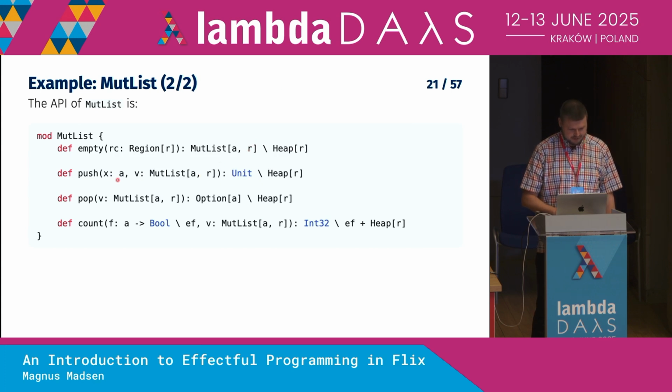When we're pushing onto such a list, of course the element type must match the list type, and then we get an effect in the associated region. So all these operations are changing the list. When we get to count, it gets a little more interesting, because now we have the effect of the function we're counting with and the heap effect of the region. So here we get EF plus, or union, the heap effect of R.